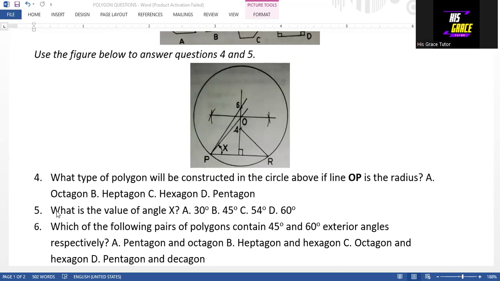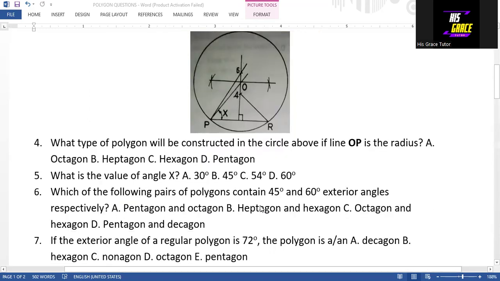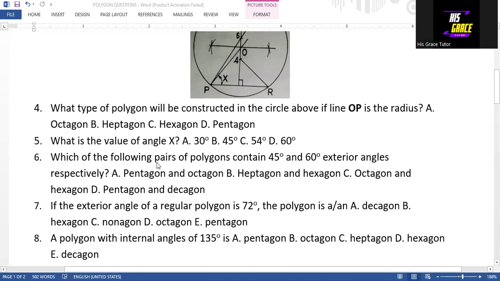Then question 5 says, what is the value of angle X? The value of angle X here is 54 degrees, so option C is the answer to the question. Then question 6 says, which of the following pairs of polygons contains 45 degree and 60 degree exterior angles respectively? The answer is option C, octagon and hexagon. The exterior angle of an octagon is 45 degrees, while the exterior angle of a hexagon is 60 degrees.